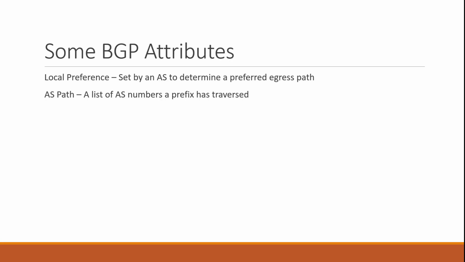That means that this attribute is going to be a list of the autonomous system numbers a route has traversed, starting with the most recent AS number and ending with the originating AS number. The length of this attribute, that is, the number of autonomous systems the prefix has traversed through, is used to determine which path is chosen for that prefix. A shorter AS path will be chosen over a longer one. I have a quick visual example of AS path on the next slide.